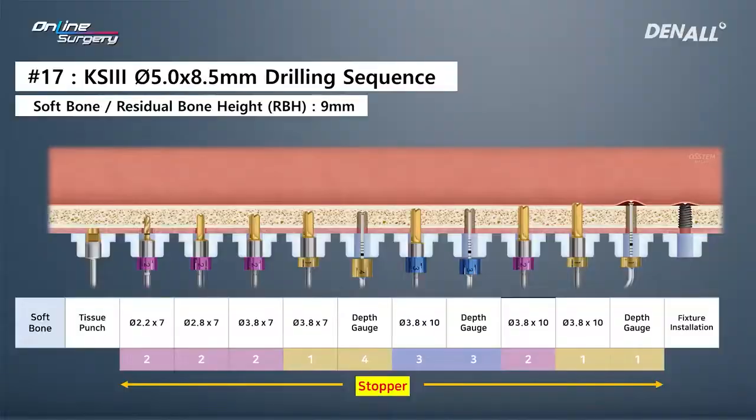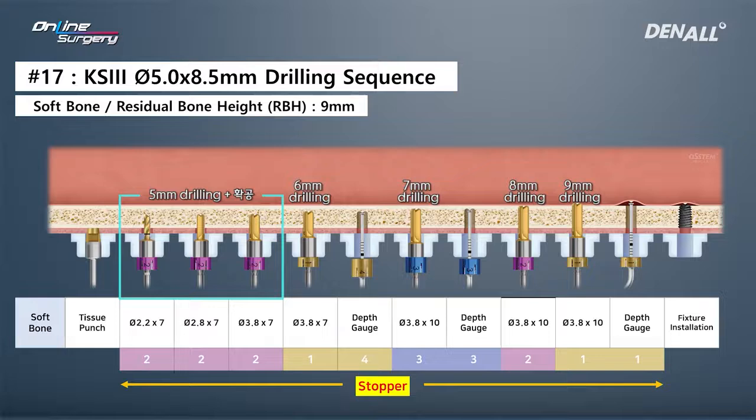As shown, after the tissue punch, considering the residual alveolar bone height, I used a 7 millimeter drill with a 2 millimeter stopper, and then I increased it to 3.8. The 3.8 by 7 millimeter drill was used with a 1 millimeter stopper, and therefore it is 6 millimeter. The depth gauge is 10 millimeter, and after 6 millimeter drilling, you need to add a 4 millimeter stopper to make it 6 millimeter.